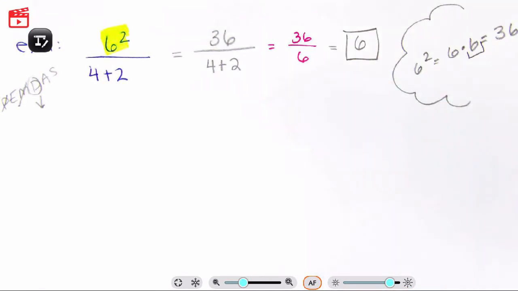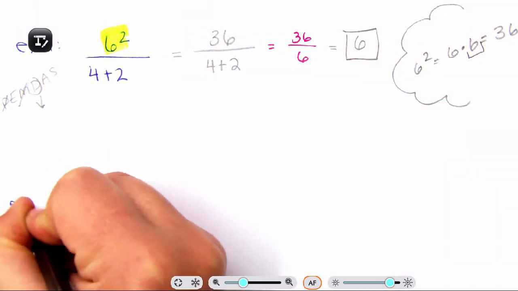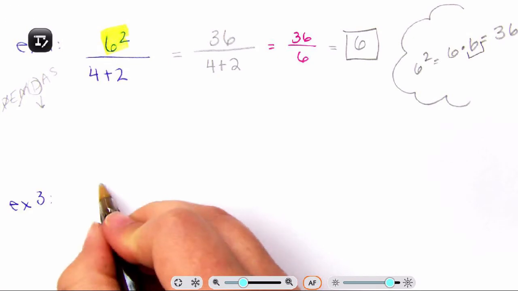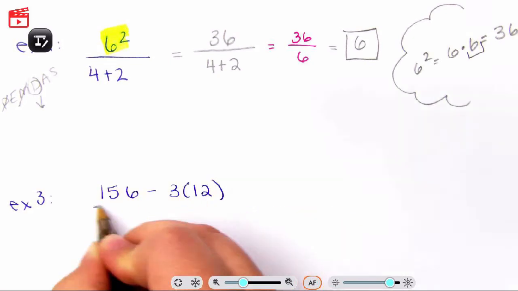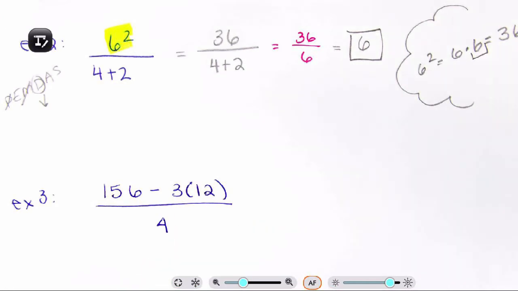Let's try example number 4. Just kidding. Example number 3. We have 156 minus 3 times 12 divided by 4.